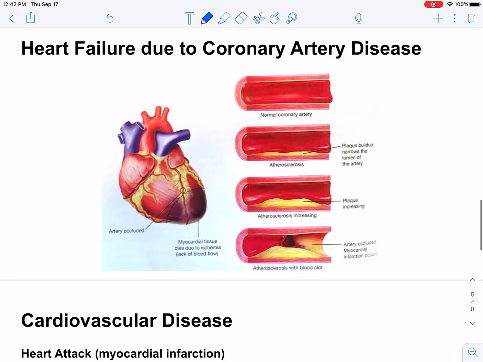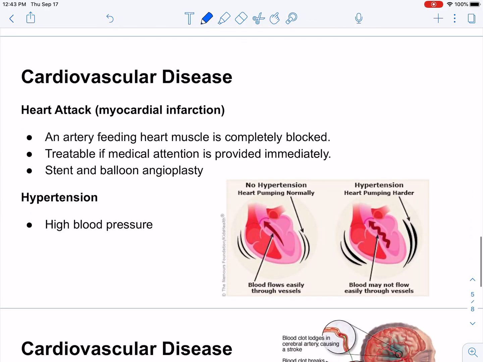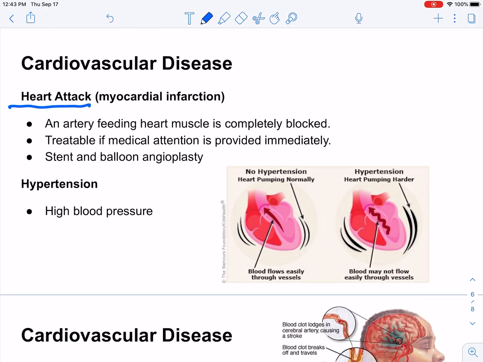So here's an image from your book that is a good showing of the buildup of the plaque right there. Again, it could be fats, it could be calcium, but usually it's cholesterol, the LDL, the bad cholesterol. And again, once more than 50% has been blocked, then you're at high risk of getting a full blockage there if something large that's moving through your blood can't get through. And that is what causes a heart attack. It's called a myocardial infarction, but that's when an artery feeding the heart muscle is completely blocked, and that means the muscle is dying, which is not good because that's the muscle that is causing your heart to beat.